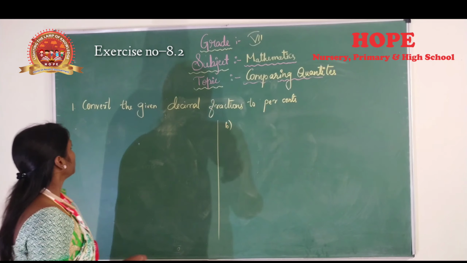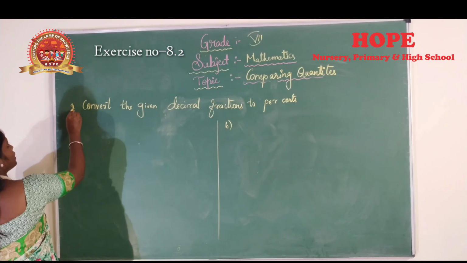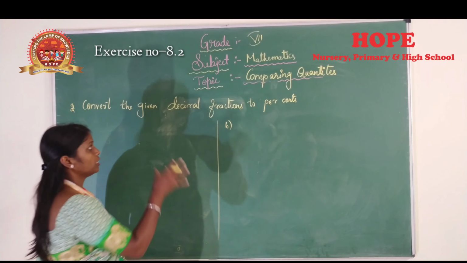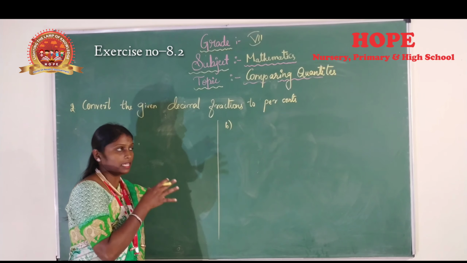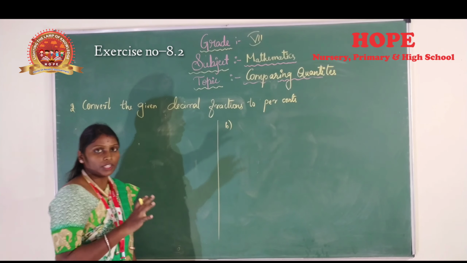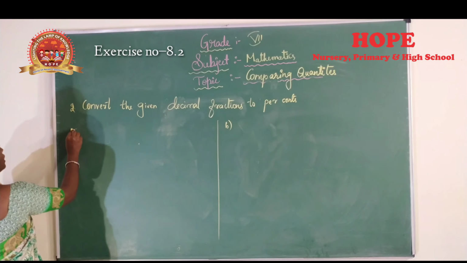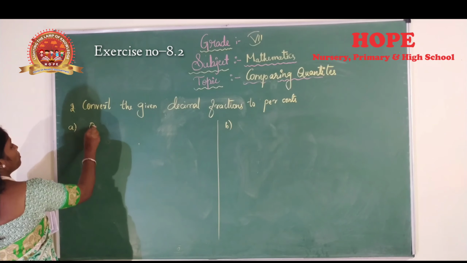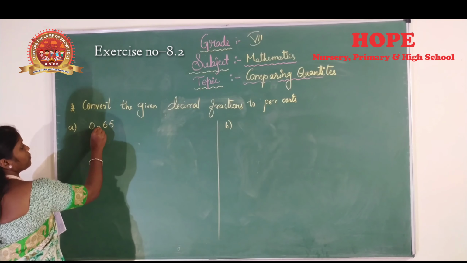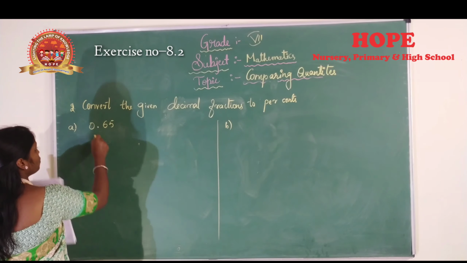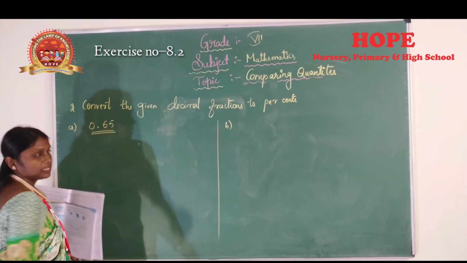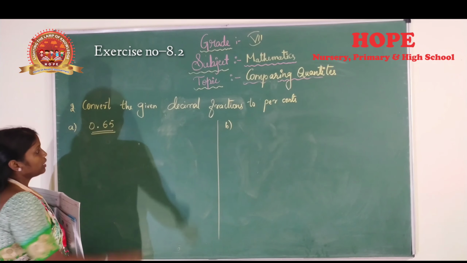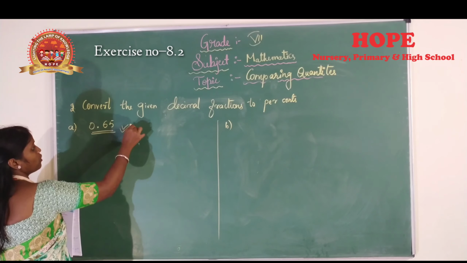Okay. In the next main question, we have to convert the given decimal fractions to percents. The number which we get will be in decimal. That one we have to convert into percent. For that, the first example I am going to take here is 0.65. As we know, this is in decimal form, right? The decimal point is over here.